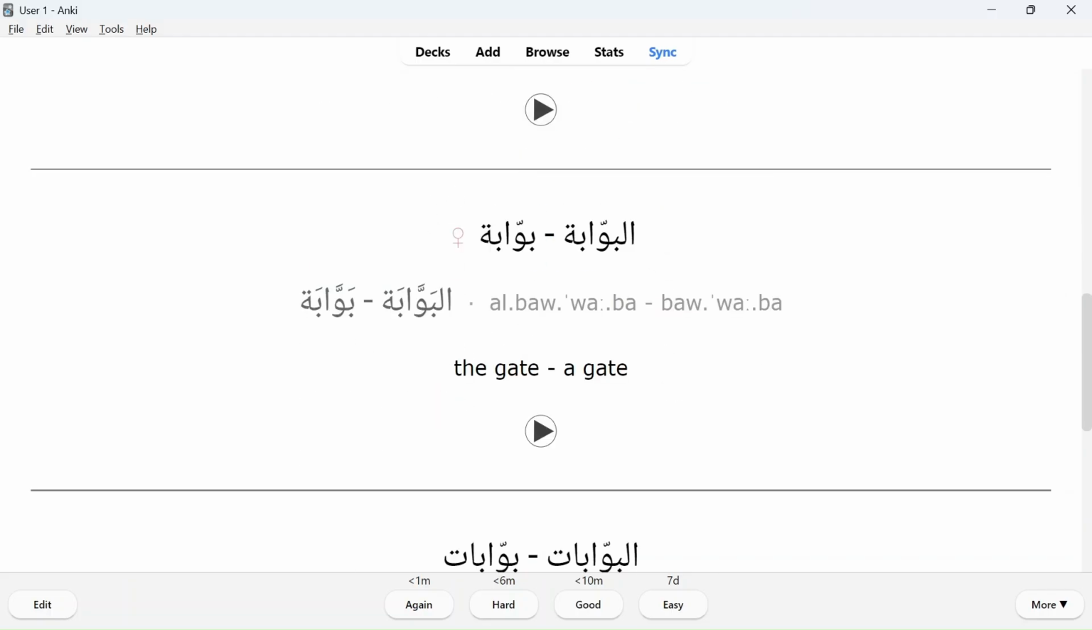We have the word in its definite and indefinite form. We have a female marker because it's feminine. We have the harakat, again, helps with pronunciation. IPA can help with pronunciation. The gate, a gate, so the definite and indefinite form.